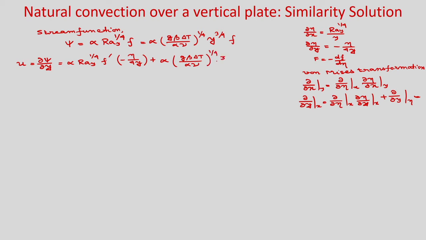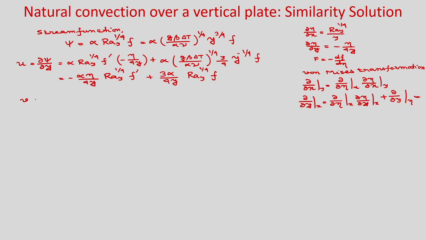So, you have 3 by 4 y to the power minus 1 by 4 into f. If you rearrange it, you will get minus alpha eta by 4 y Rayleigh number to the power 1 by 4 f prime, and the second term, this y, now you put y cube inside, then if you rearrange you will get 3 alpha by 4 y Rayleigh number to the power 1 by 4 f. Okay. So, we have found the velocity u.